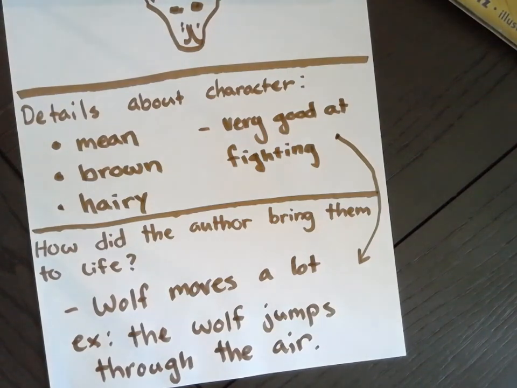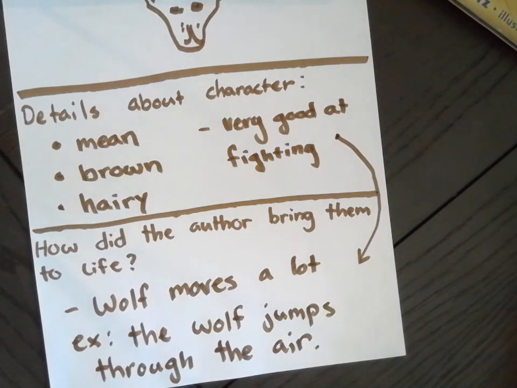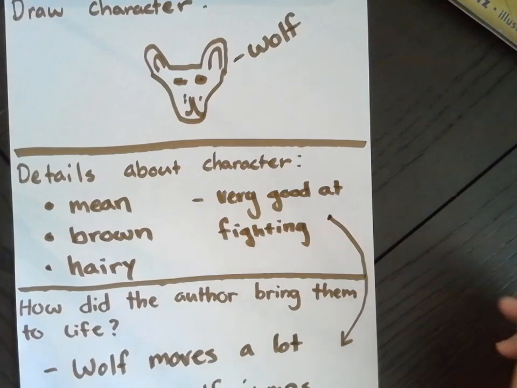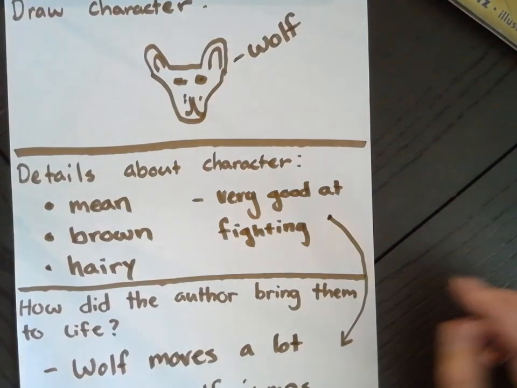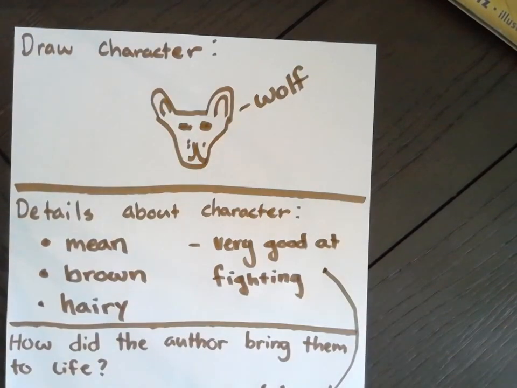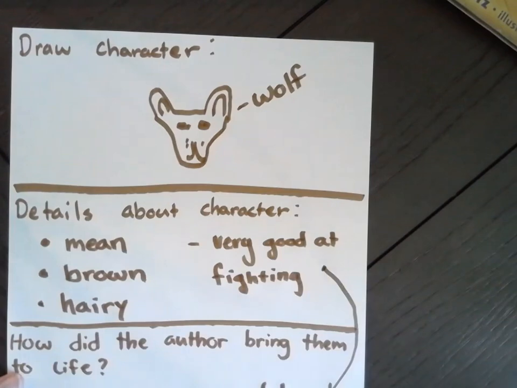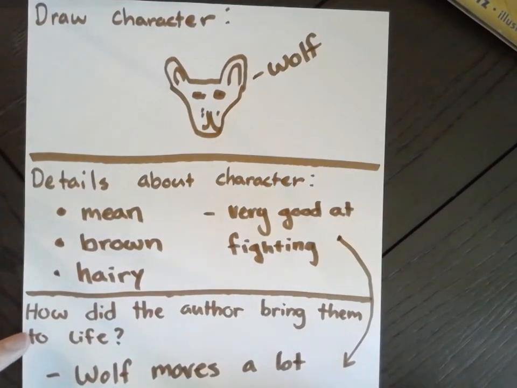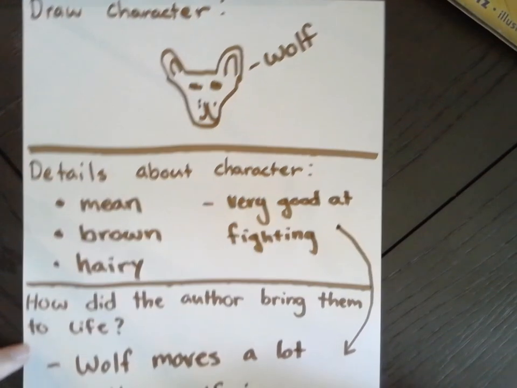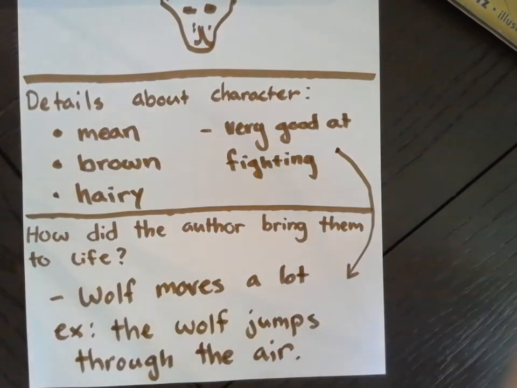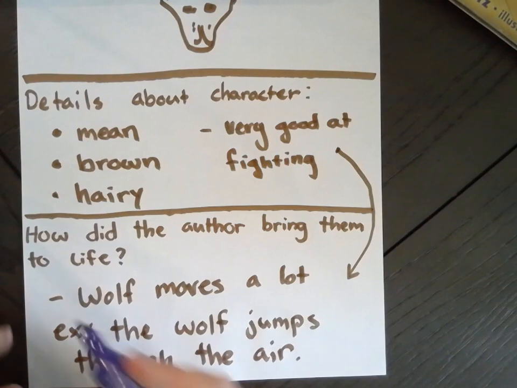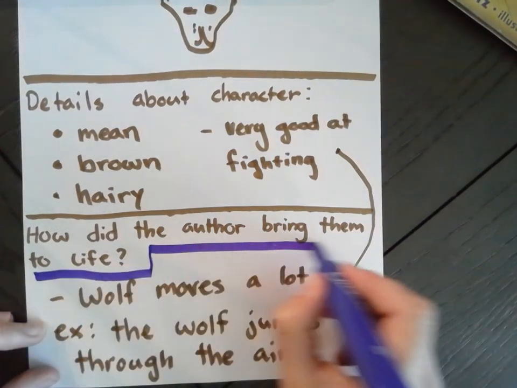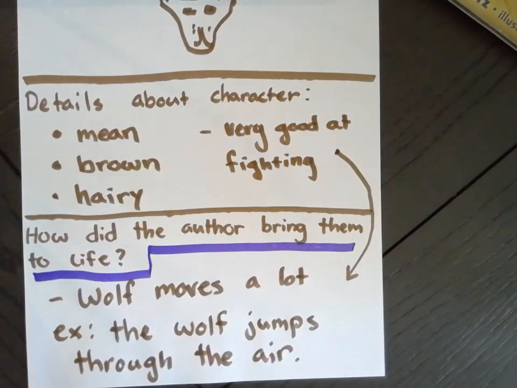So this is the activity that kind of gets you guys thinking about how your author works with their characters. And it also allows you to bring out those details and those different things that your author does that you can also use in your writing. So remember, the first step is to draw your character. The second step is to write details about your character that you found when reading your story. And the last step is to answer this really important question. How does your author bring their character to life?